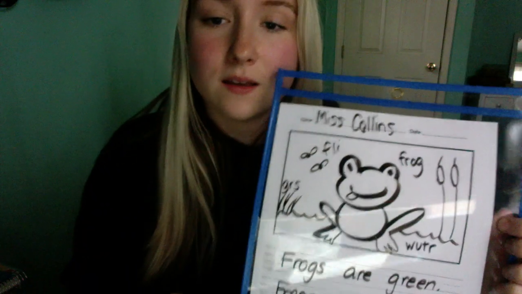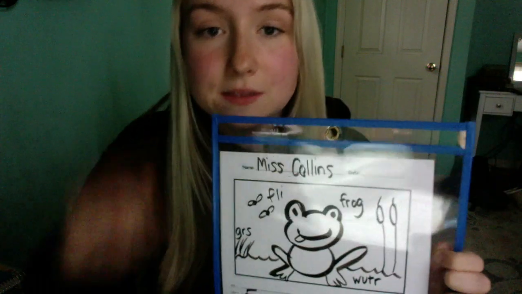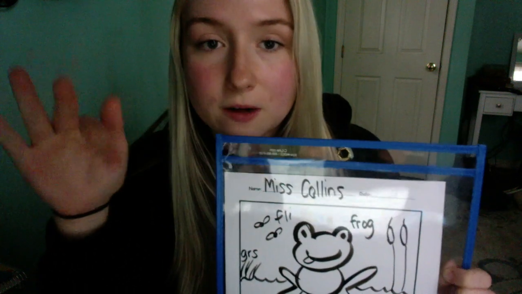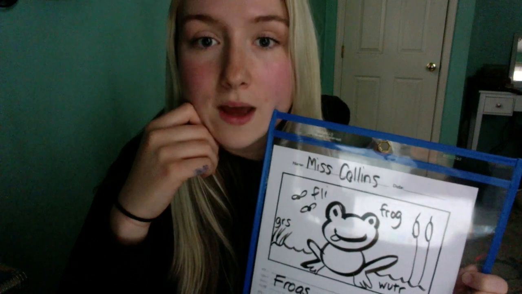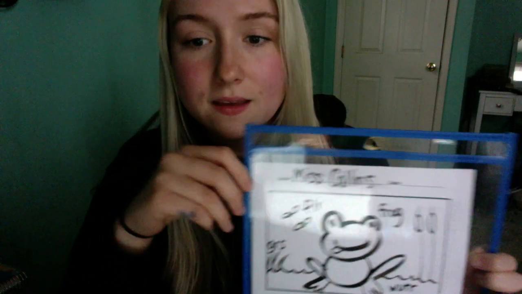Since me and my nephew Colton saw a frog this weekend, I decided to write about frogs. So this is my paper. The first step for writing is to think about what you want to write about. So first take a second, you can pause the video, think about what animal that you want to write about.